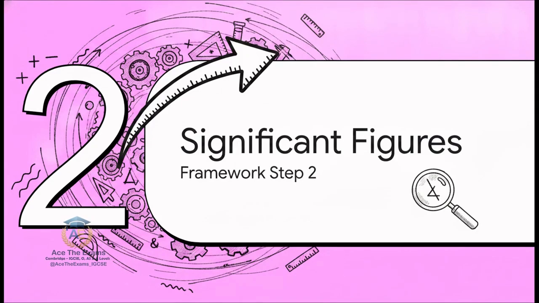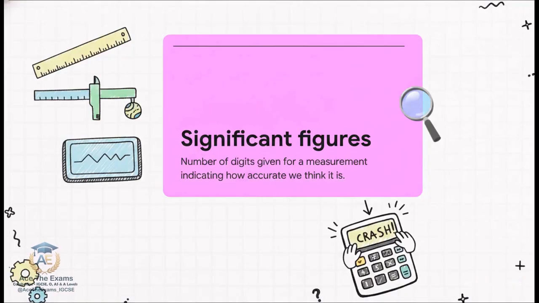Framework Step 2. Mastering Significant Figures. Now, listen closely. In just a moment, I'll show you the exact examiner clue that changes the final answer completely. But first, you absolutely need the framework that makes that clue obvious. And that framework is mastering significant figures. Significant figures are, simply put, the number of digits given for a measurement or a calculated value that show how accurate we genuinely think it is.